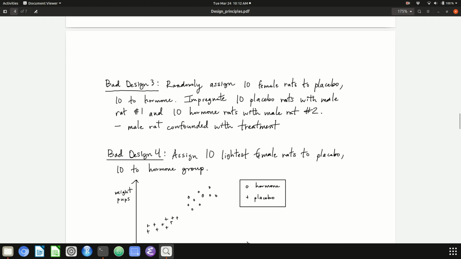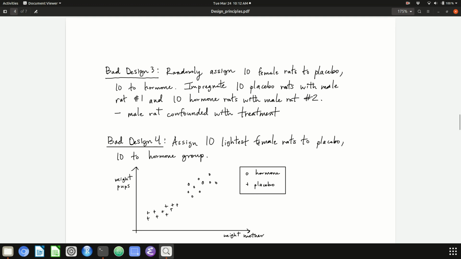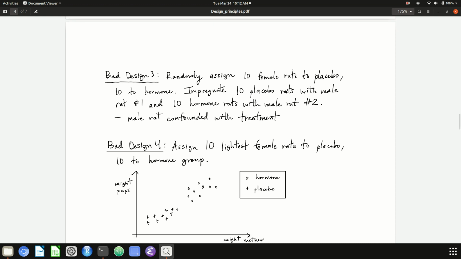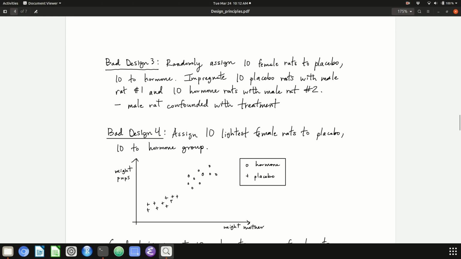Okay, along a similar line, bad design number 4 would assign the 10 lightest female rats to the placebo and the 10 heavier rats to the hormone group. So you might get data that look like this, where the horizontal axis is the weight of the mother, and the vertical axis is the, say, average weight of the rat pups.